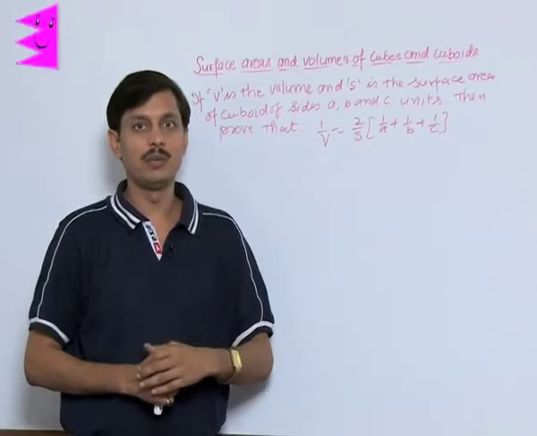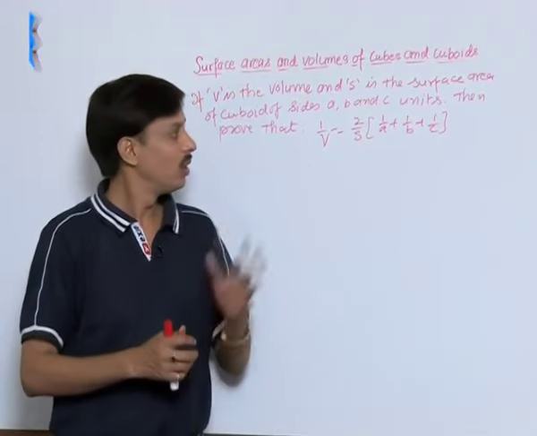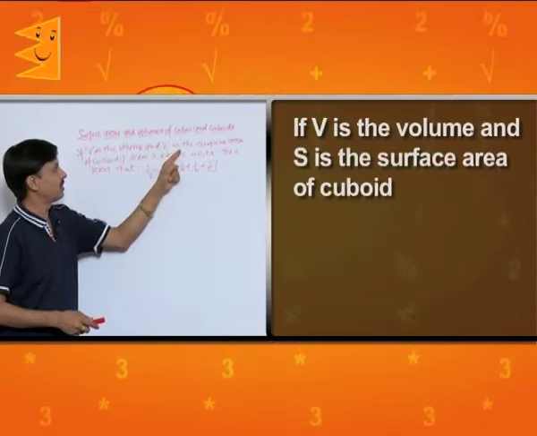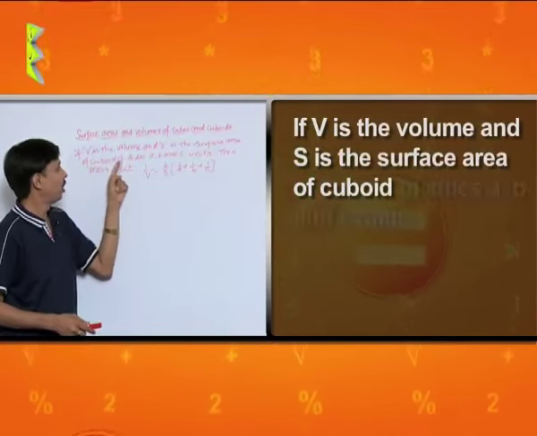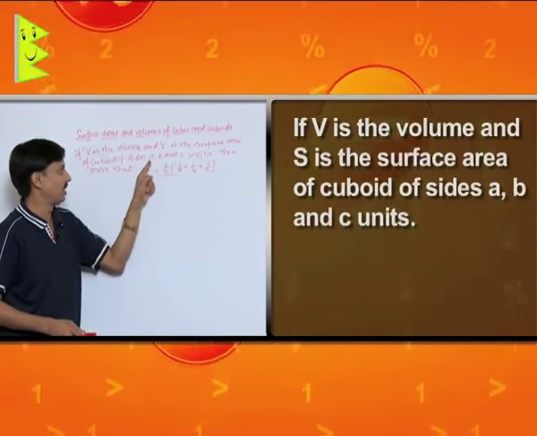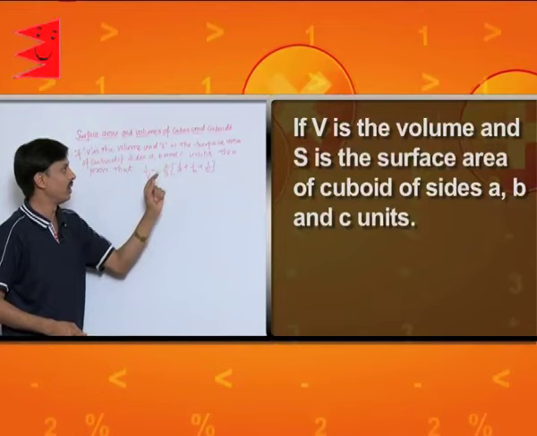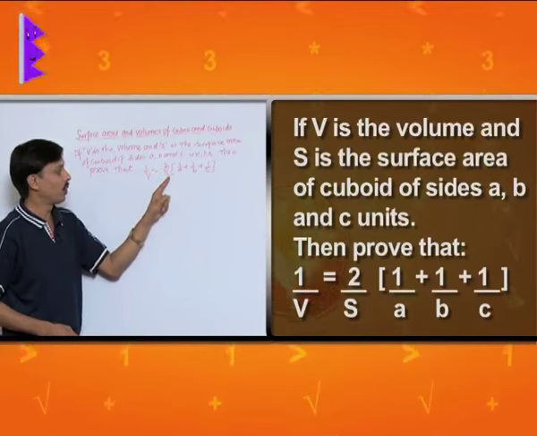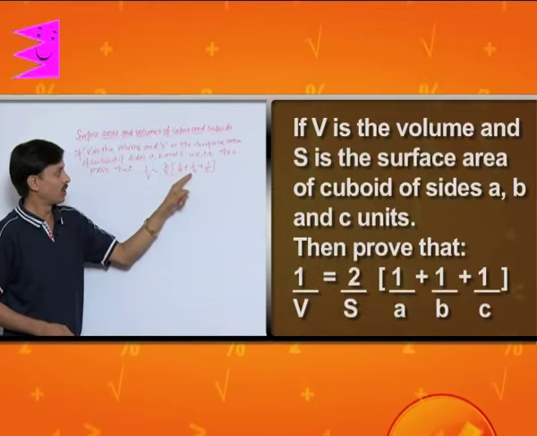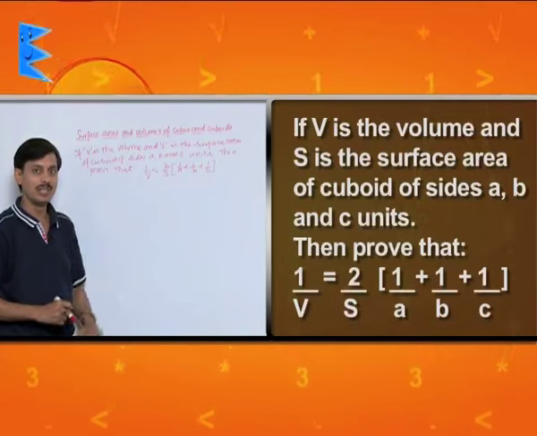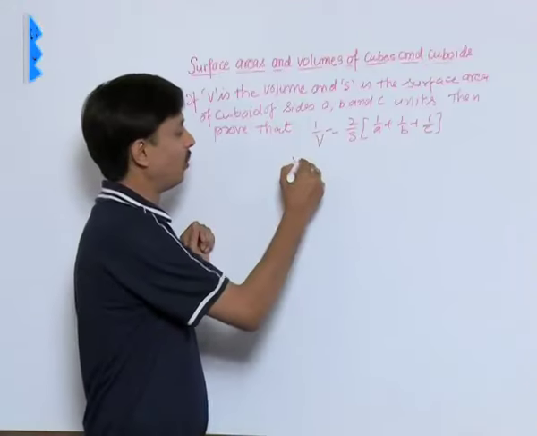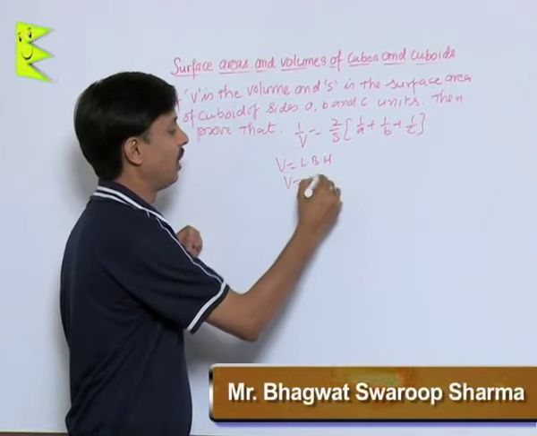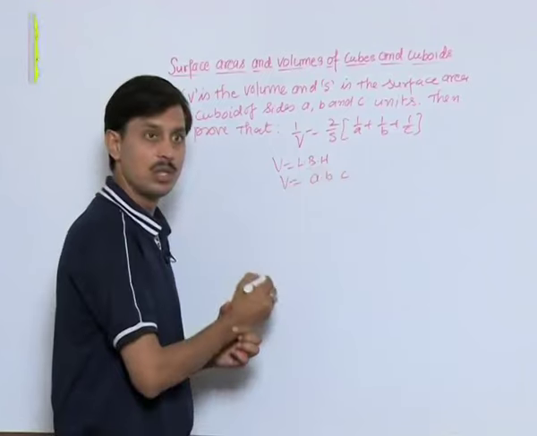One combined question where surface area and volume both will be used. If V is the volume and S is the surface area of a cuboid of sides A, B, C, that is length A, breadth B, and height C units, then prove that 1 upon V is equal to 2 upon S into 1 upon A plus 1 upon B plus 1 upon C. Volume is equal to length into breadth into height, so volume becomes A into B into C.